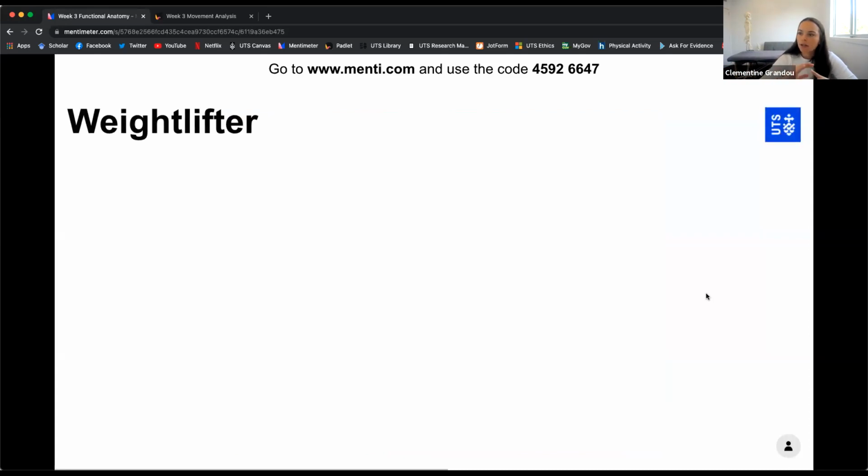Okay, the next one is the weightlifter. Now, where are we thinking the weightlifter is going to have some example of Wolff's Law? This is actually a bit of a harder one, because weightlifter, like what do you mean? What type of weightlifter? But just generally, where are we thinking the bones will be bigger and stronger in a weightlifter compared to, you know, just the normal population?